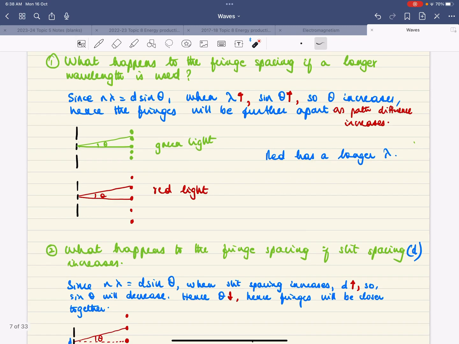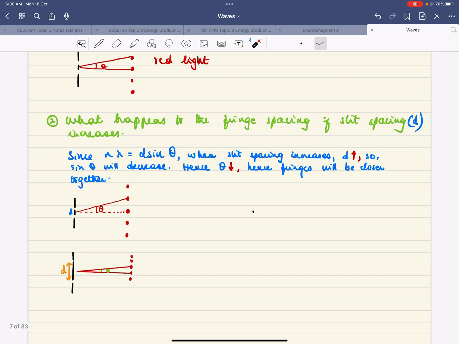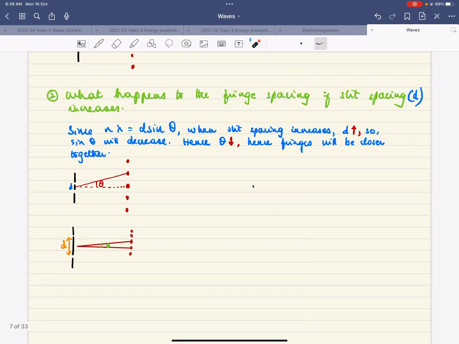Then what happens to the fringe spacing if the slit spacing, that is d, increases? That means if you're looking at two slits, in one the slits are far apart, in the other they're closer. So how do you explain this? Again, go with n lambda is d sine theta. When slit spacing increases, your d is going to increase. So what's going to happen? Your n lambda is the same. So if d increases, then your sine theta has to decrease. So theta will decrease, hence the fringes will be closer together. Okay, so here's your answer for that one.